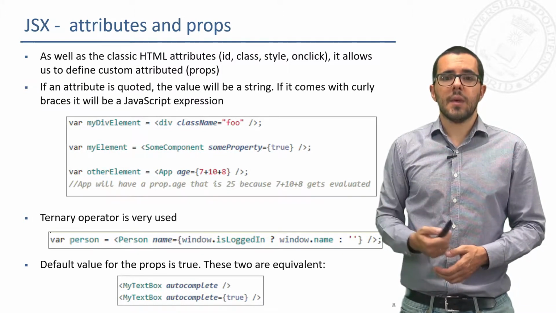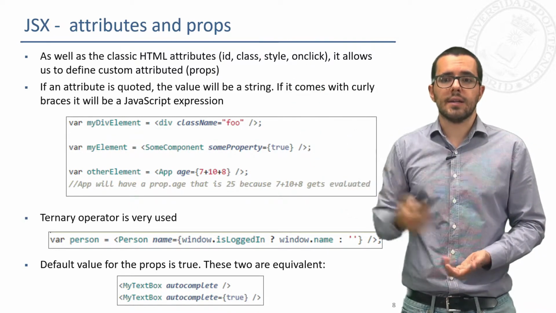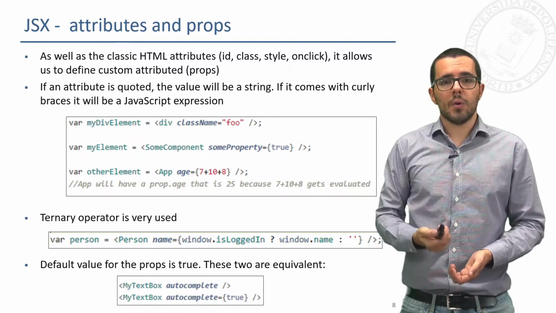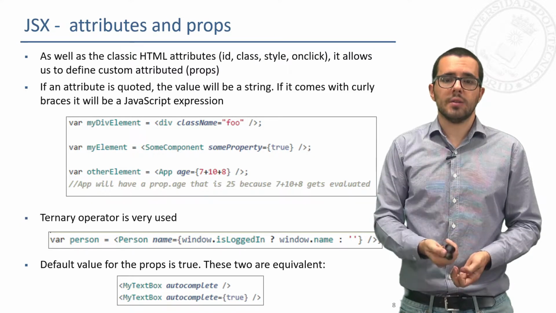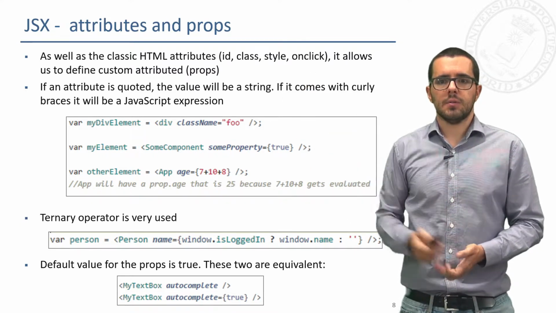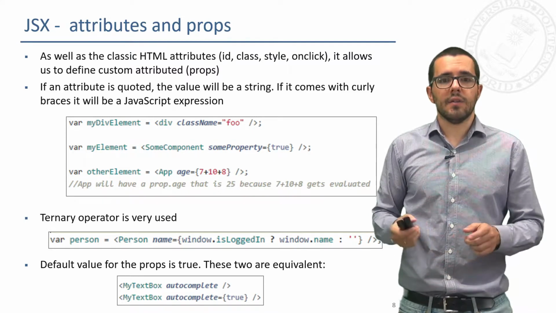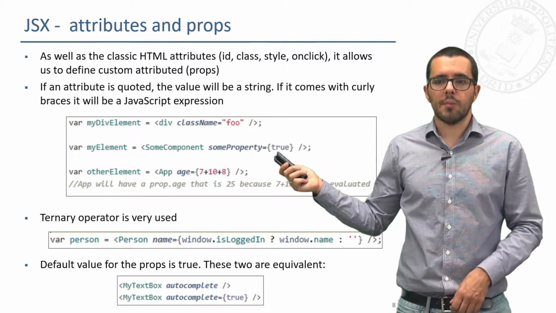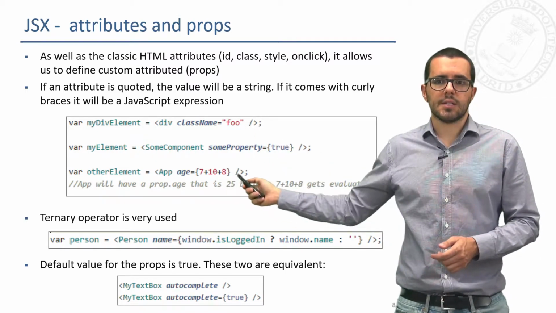Okay? The HTML attributes are the standard HTML attributes, ID, class, onClick, and so on, but our React components, our React elements will have extra attributes, custom attributes that are called props. If an attribute is in quotes, it will be a string, and if it is in curly braces, it is a JavaScript expression, for example, like this, or like this, or this expression here.